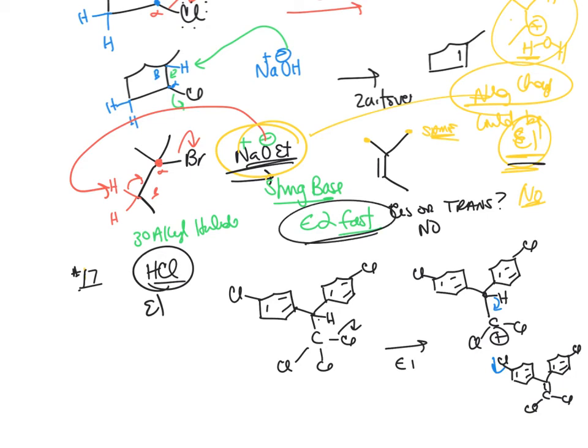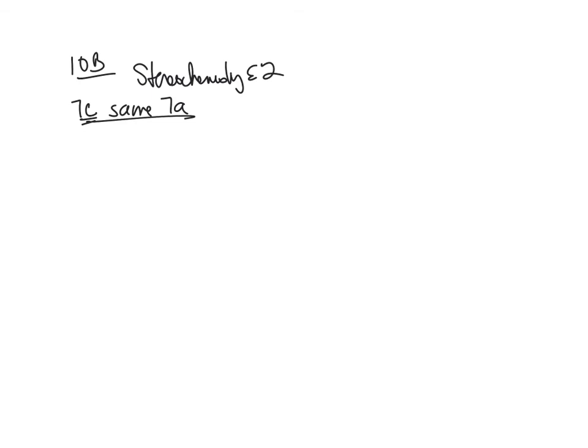Now, the next POGL, 10B, is really about the stereochemistry of an E2 elimination. So with E1, you always got to form your most stable carbocation. I do agree, most people were like, hey, 7C is the same as 7A. Okay, so let's just do 7A.